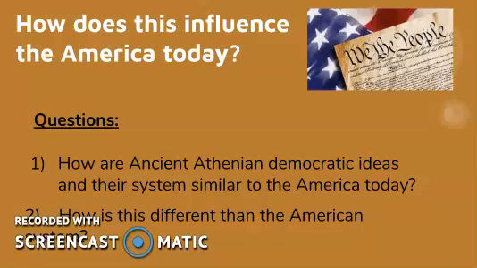So you have two questions to really ponder. How are ancient Athenian democratic ideas and their system similar to America today? And the second question is, how is this different? So ponder this for a second, think about it. You should be able to find those answers in these last slides.